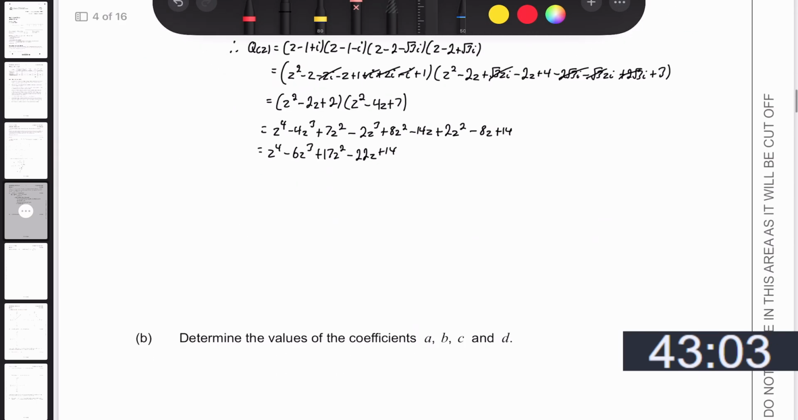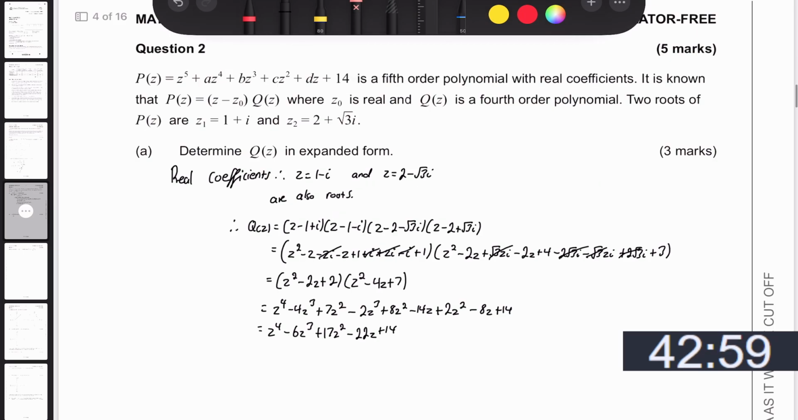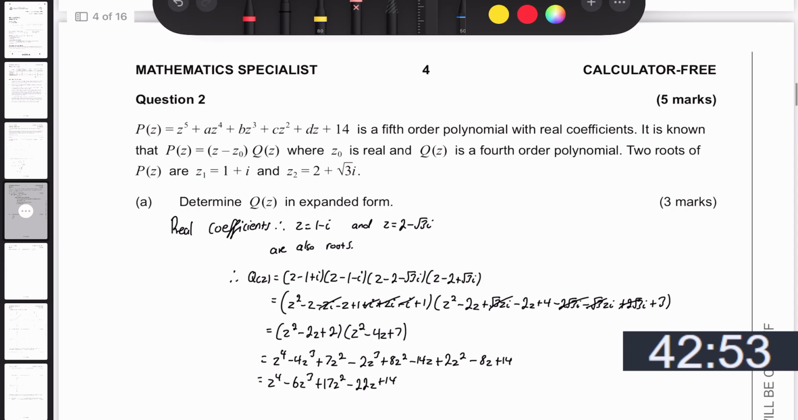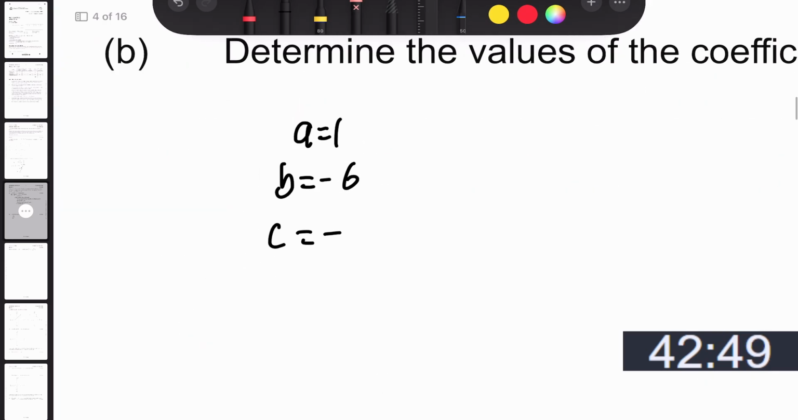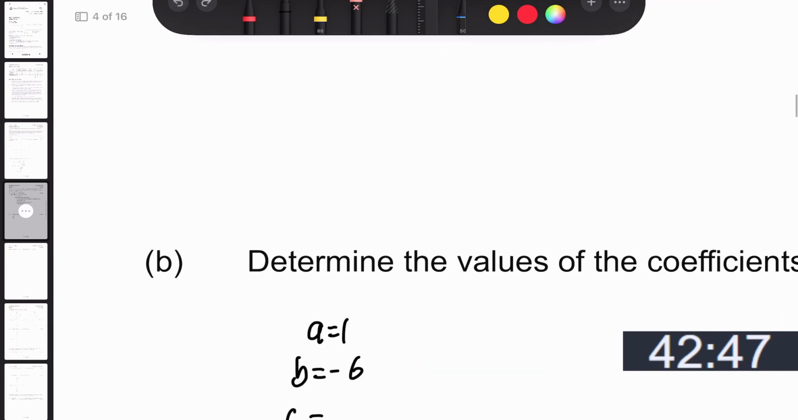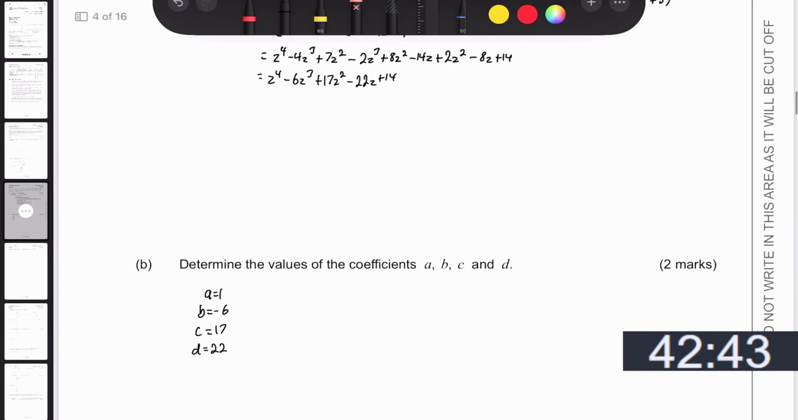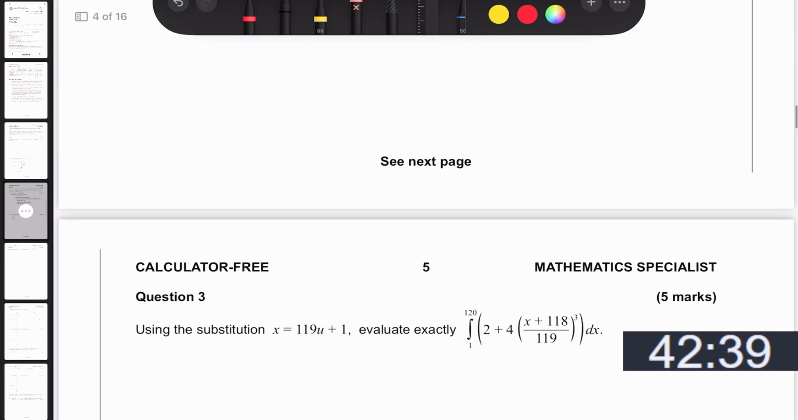So a is going to be 1. B is negative 6. C is 17, and D is 22. D equals 22. Was it negative 22? It was negative 22. That was bad. That was terrible.